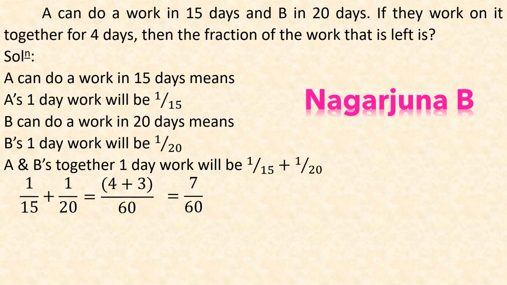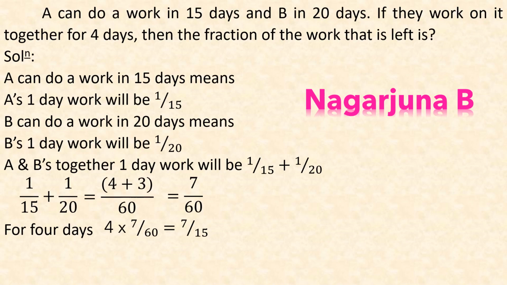And here in the question they have given, they have worked for 4 days. That means for 4 days, 4 into 7 by 60 is equal to 7 by 15, because 4 ones are 4 and 4 15s are 60. Therefore it will be 7 by 15. This is the work which has been completed by A and B together in 4 days.